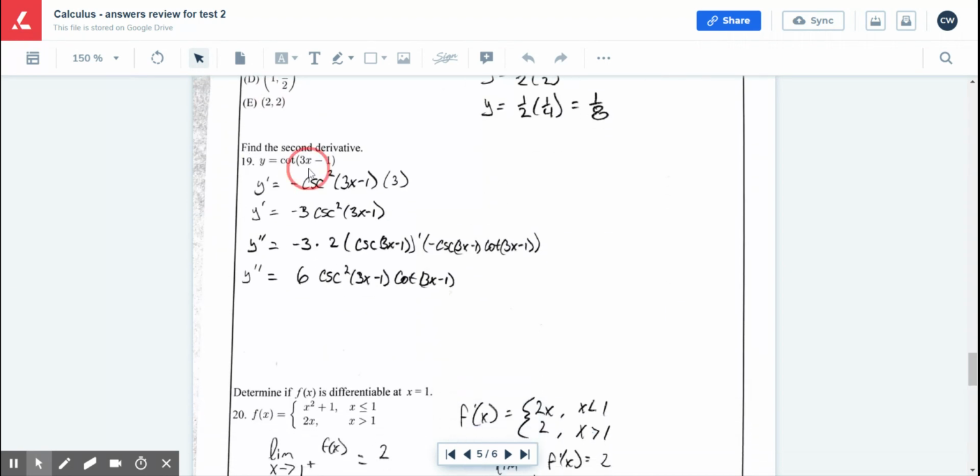19, find the second derivative. So I need the first derivative. Derivative of cotangent is negative cosecant squared. Inside stays the same. Derivative of the inside is 3. So if I rewrite it, I get negative 3 cosecant squared, 3x minus 1.